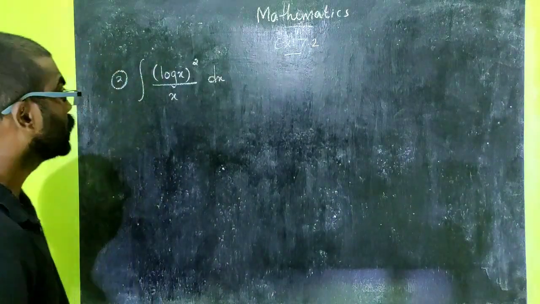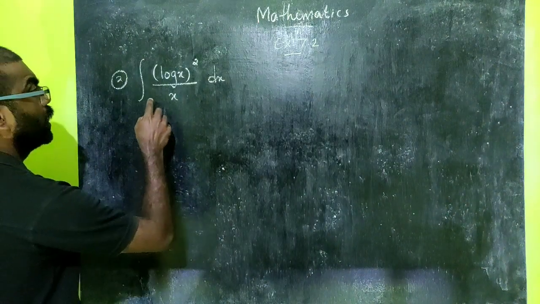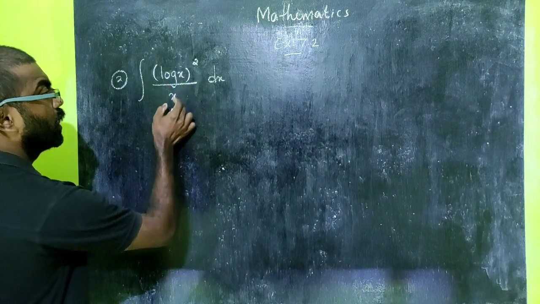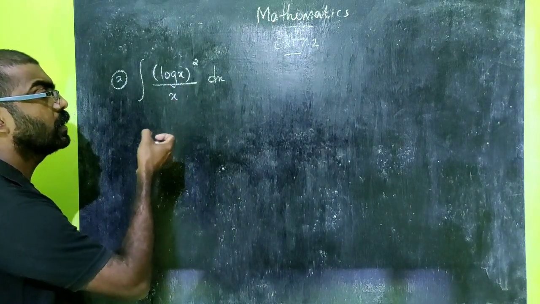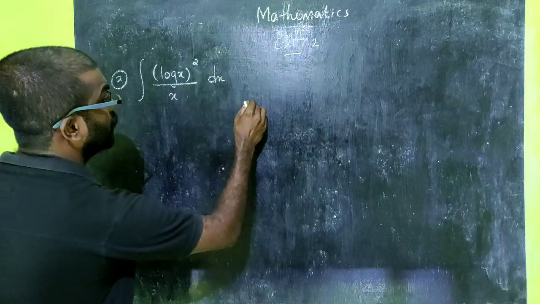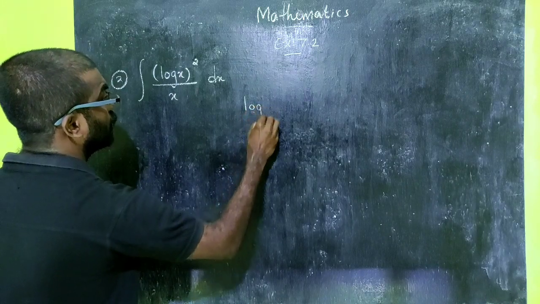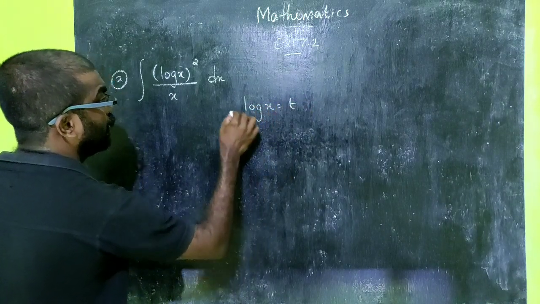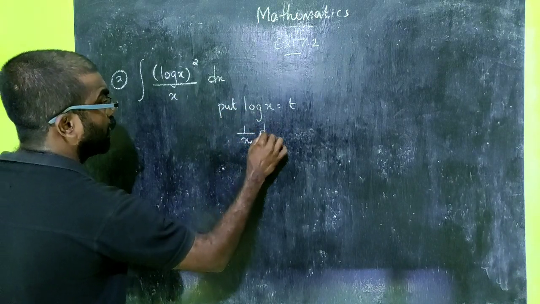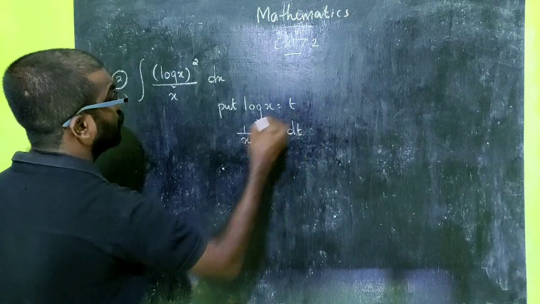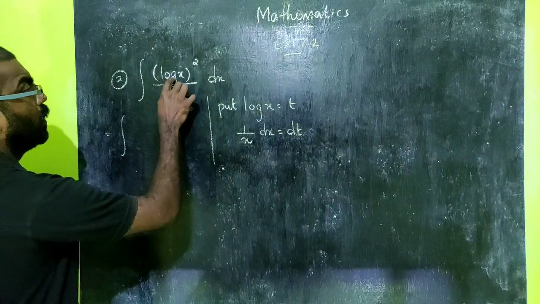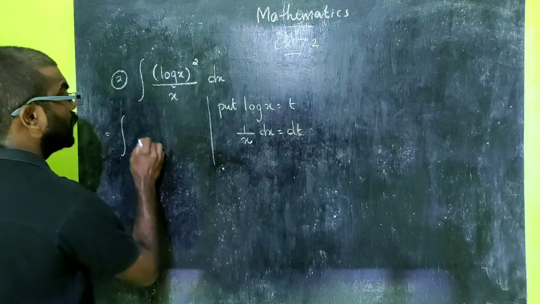Next one is integral log x the whole square divided by x dx. We know derivative of log x is 1 by x. One function and its derivative is given in the question. So we can take the function as t. So log x is equal to t implies derivative of log x is 1 by x, so 1 by x into dx is equal to dt. That is integral log x the whole square, log x we take it as t.